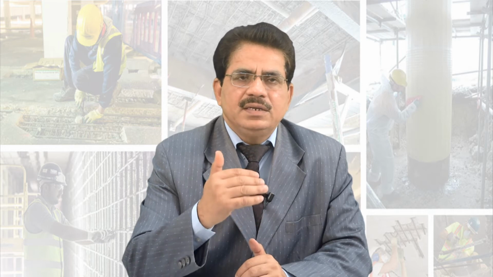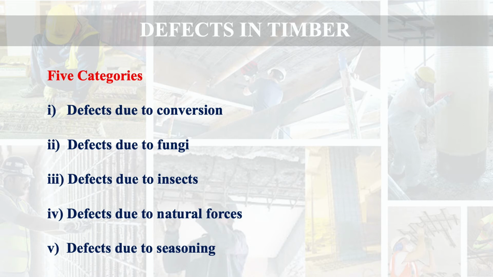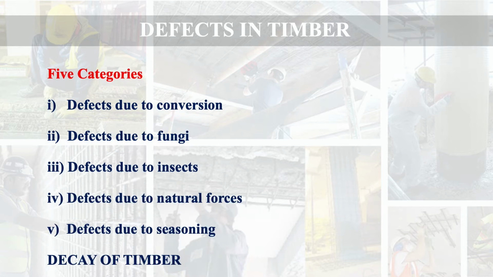Out of these 5 categories, in the last 2 lectures, I discussed with you the first 4, that is defects due to conversion, defects due to fungi, defects due to insects, and defects due to natural forces. The 5th category I'll discuss with you is defects due to seasoning. Along with that, I'll discuss decay of timber also in this lecture.